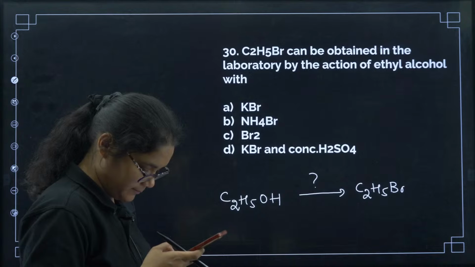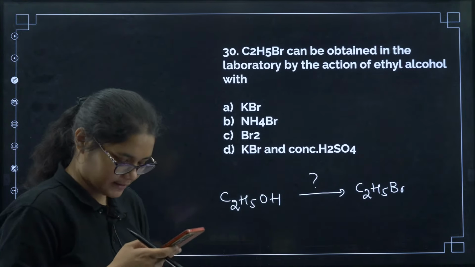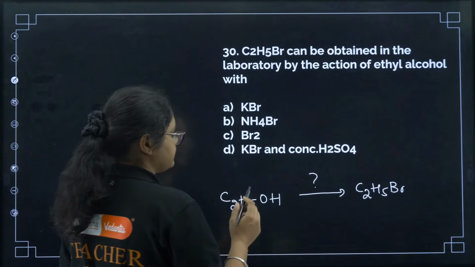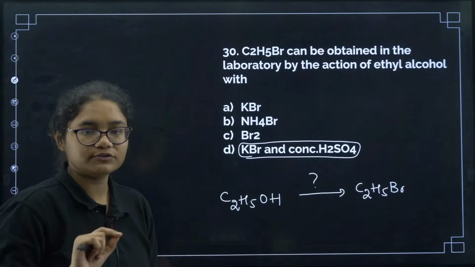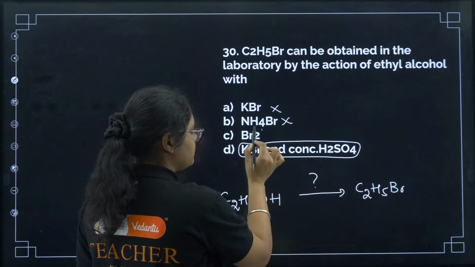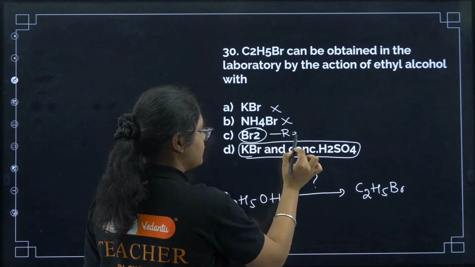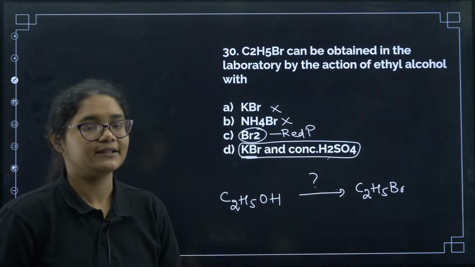A, I got A. B, yes, Babu Nadaf is correct here. D is the correct answer. KBr with concentrated H2SO4. If you use only KBr, that is not correct. NH4Br is not there. If you are using Br2, with that you have to use red phosphorus, but with KBr you have to use concentrated H2SO4.